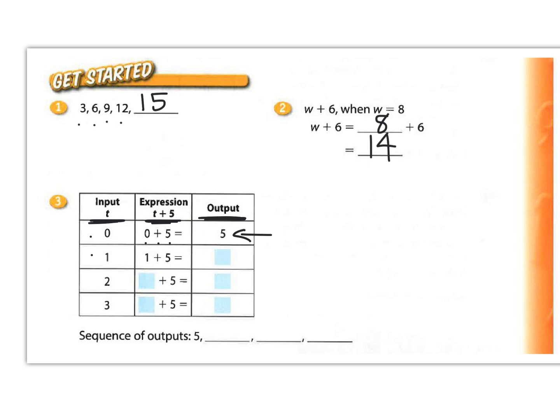Then you substitute 1 for T. 1 plus 5 is 6. Then T is 2, so you substitute 2 for T. 2 plus 5 is 7. Then you do 3 plus 5 is 8. So then the sequence of the outputs, the sequence of the rule is 5, 6, 7, 8. So you would write the sequence of the outputs, or the order of the outputs that you get.